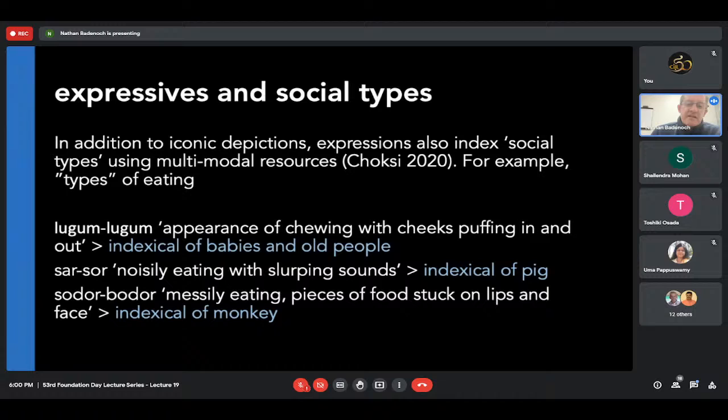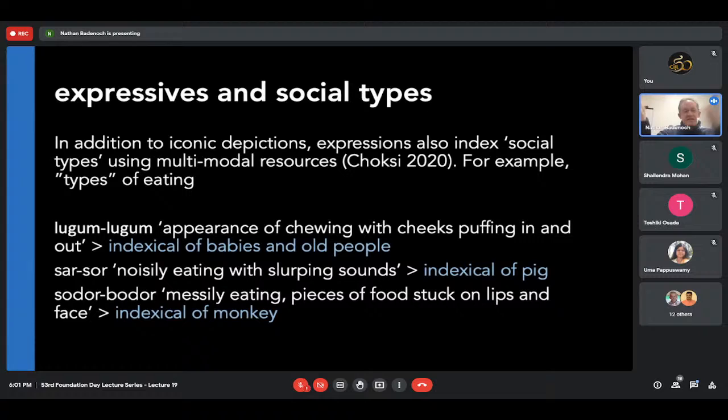Sodor bodor, messily eating with pieces of food stuck on the lips and face, was also sort of an abnormal type of eating that did not carry positive imagery. And as we discussed this type of eating, it became clear that it was indexical of the way monkeys may fling things around when they're eating, or even when they're delousing each other, moving their hands and moving things around.